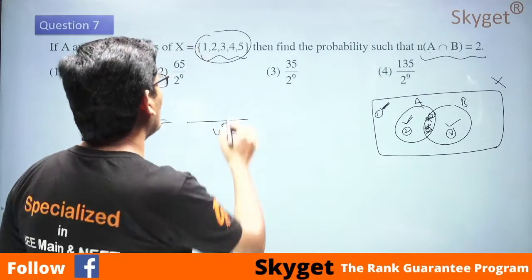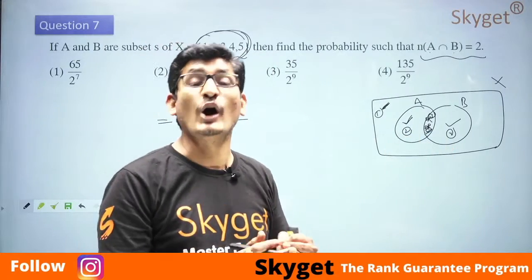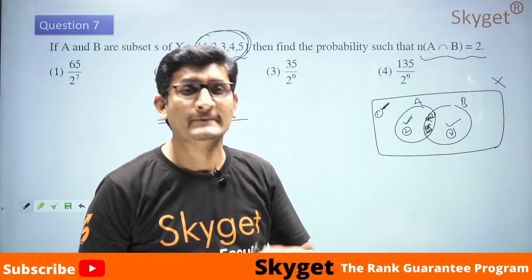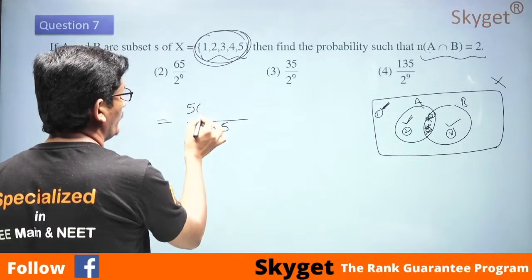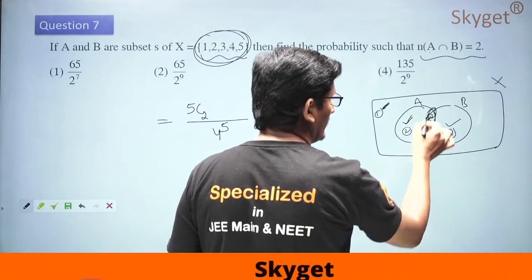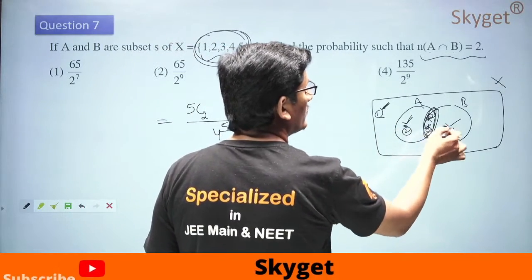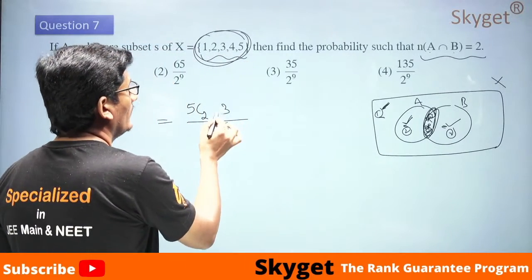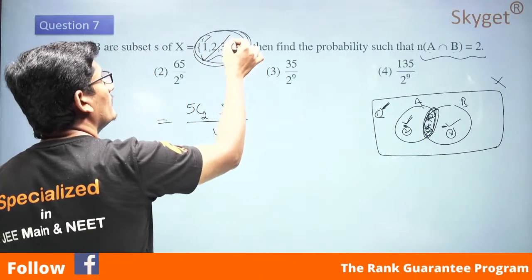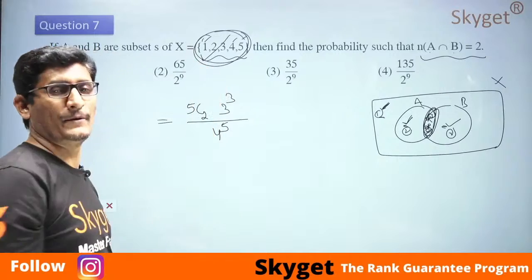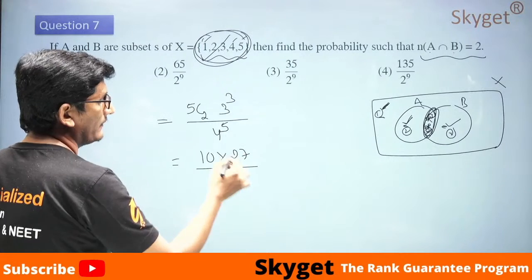Now out of 5 elements, we have to select only 2. How can we select? By using the combination formula, nCr. Out of 5 we can select any 2, so 5C2 we can write. So 2 numbers are selected, and these 2 numbers are common. Now how many remaining places are there? 1, 2, 3. So 3 numbers, 3 places: 3 to the power of 3. So 5C2 value is 10 and 3 cubed is 27, divided by 4 to the power of 5.